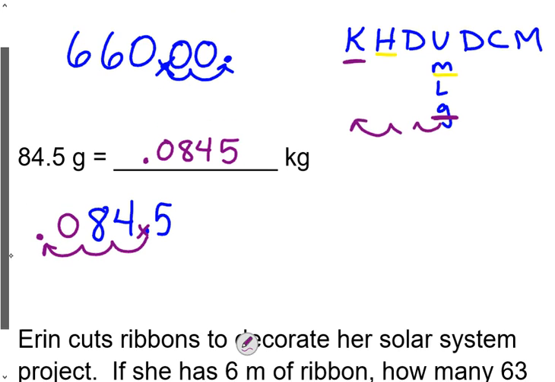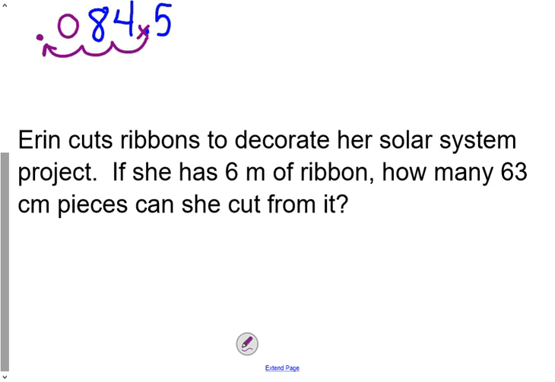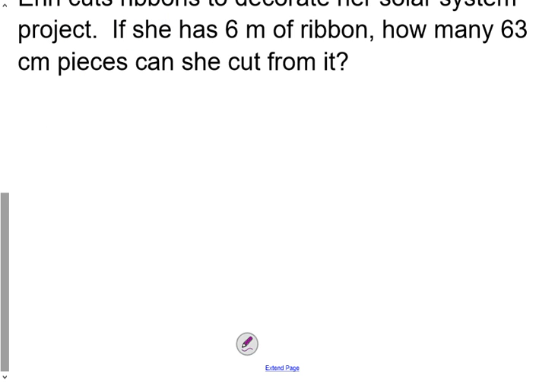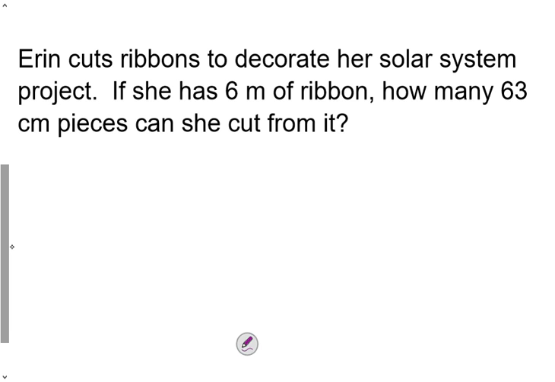All right, one more. Erin cuts ribbons to decorate her solar system project. If she has 6 meters of ribbon, how many 63 centimeter pieces can she cut from it? Well, thinking about this, what we're doing is a division. We have one piece of ribbon that we're cutting into smaller equal pieces. So we have 6 meters, and when we're cutting into equal pieces, that's division. And we need to split that into pieces that are each 63 centimeters.